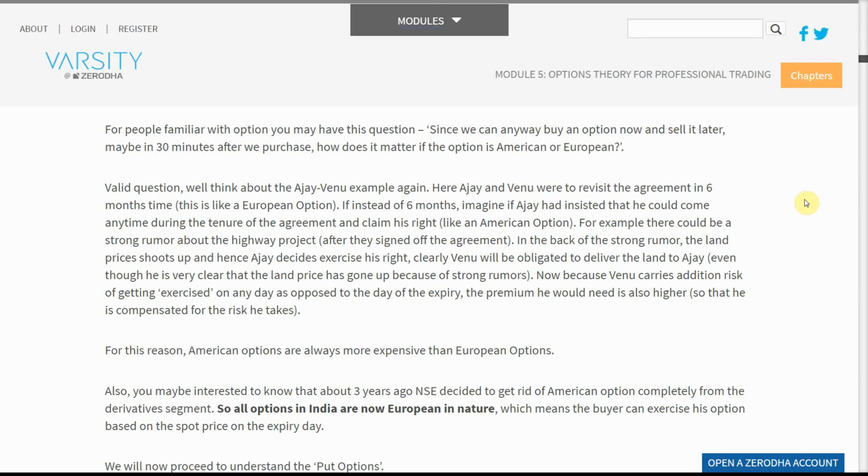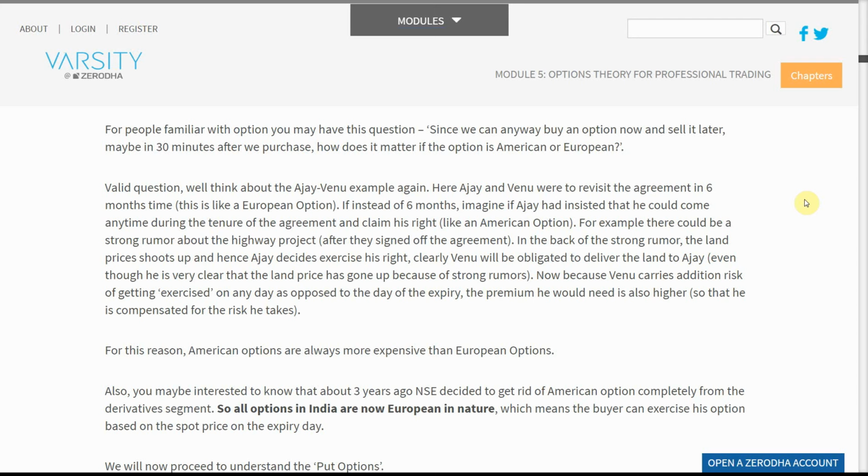For example, there could be a strong rumor about the highway project after they signed off the agreement. On the back of the strong rumor, the land prices shoot up and hence AJ decides to exercise his right. Clearly Venue will be obligated to deliver the land to AJ, even though he is very clear that the land price has gone up because of strong rumors. Now, because Venue carries additional risk of getting exercised on any day as opposed to the day of expiry, the premium he would need is also higher, so that he is compensated for the risk he takes. For this reason, American options are always more expensive than European options.